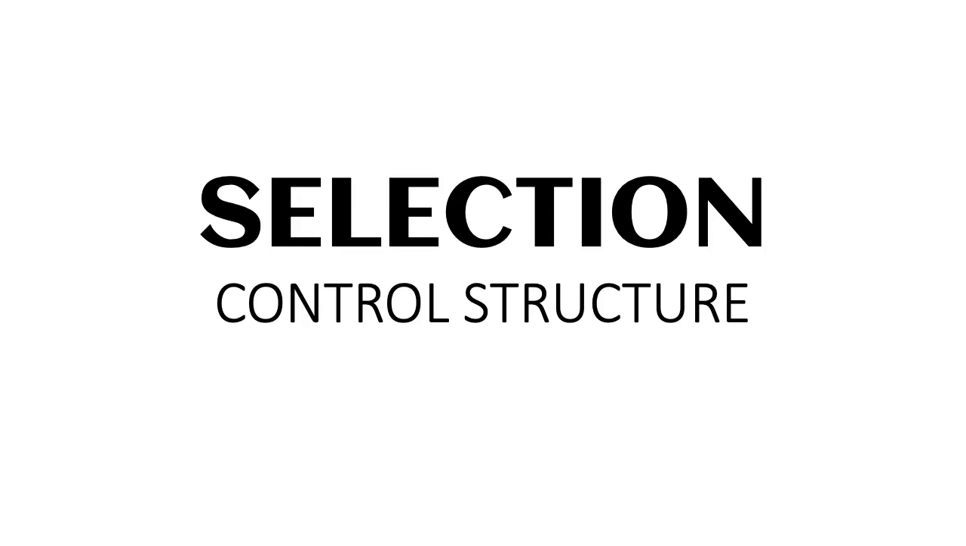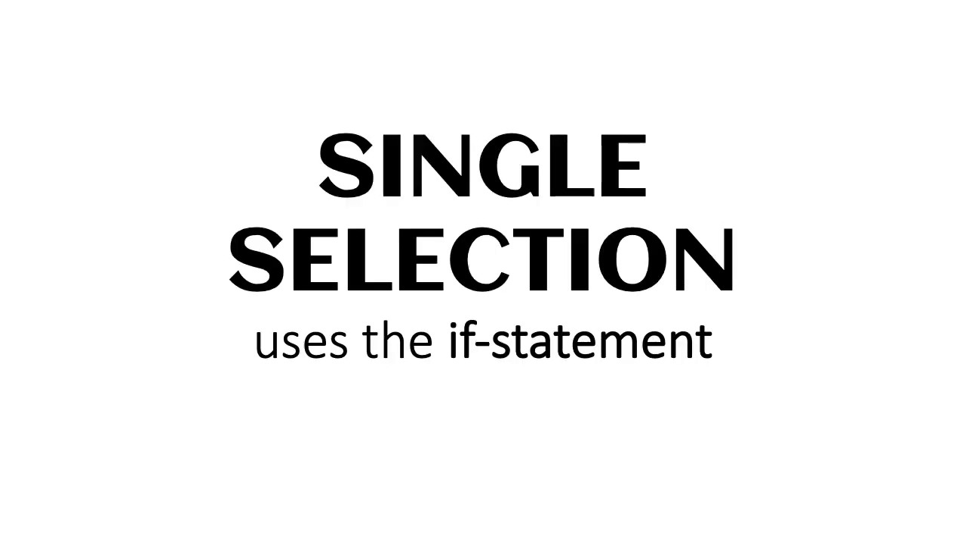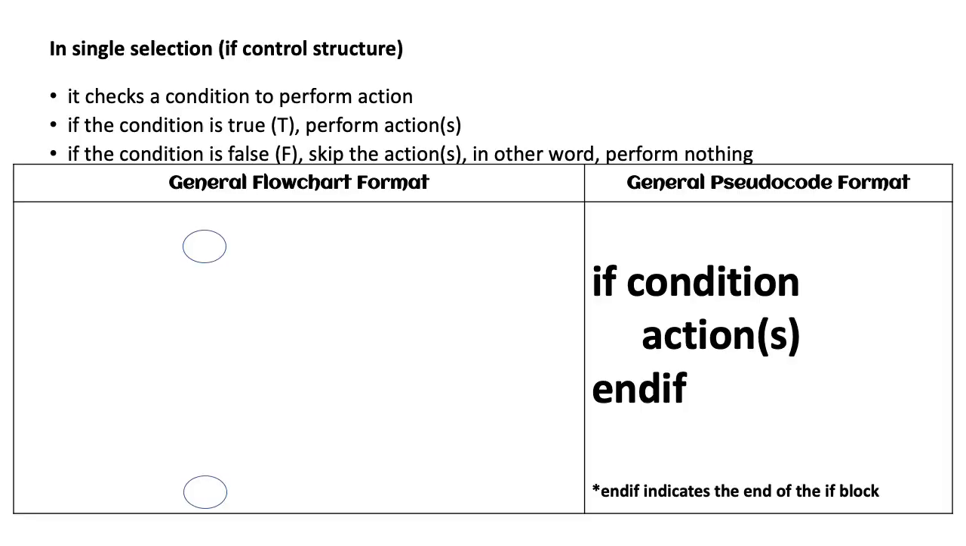Selection control structure. So let's start with the single selection that uses the if statement. In single selection, we check a condition. If it is true, we perform whatever action after the if, and if it is false, we skip the action itself and we do nothing.